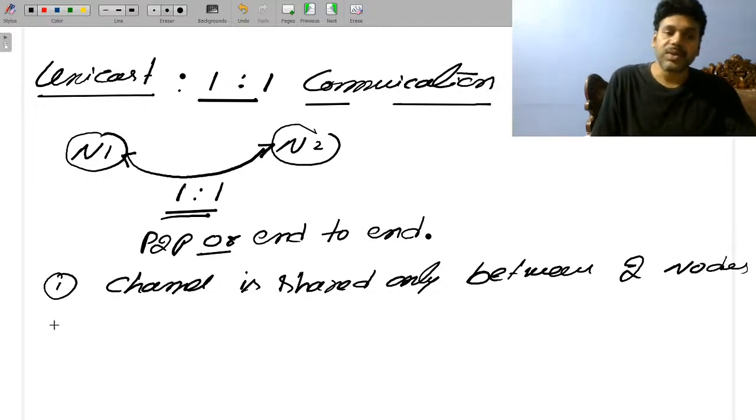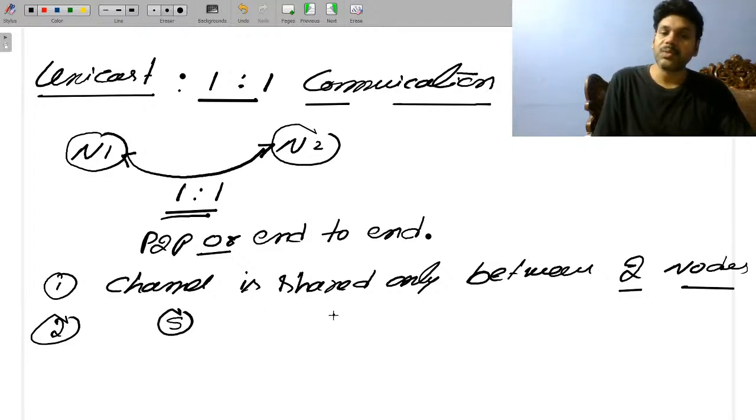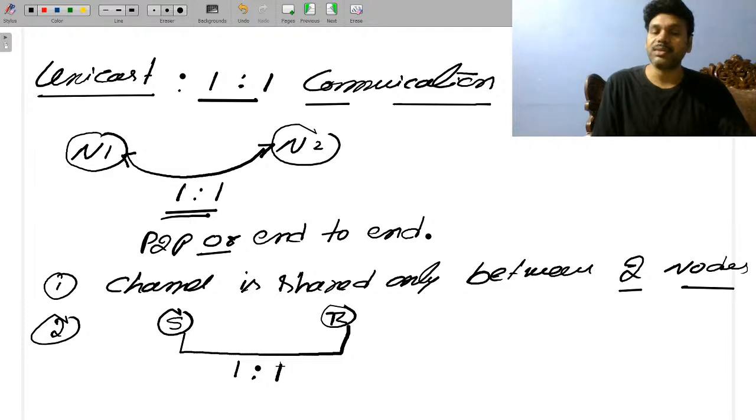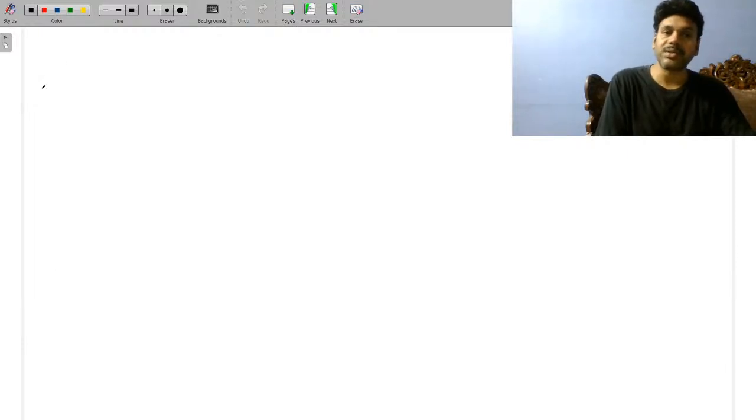So therefore what is going to happen? See that at one end a sender is available and at the other end a receiver is available. That's why you can say that there are only 2 points. The sender is 1 point and the receiver is another point, and both are trying to establish communication with the help of one-to-one. So here, the channel is going to be shared only between two nodes, not by several nodes. Because of this point, you can understand what the advantage is.